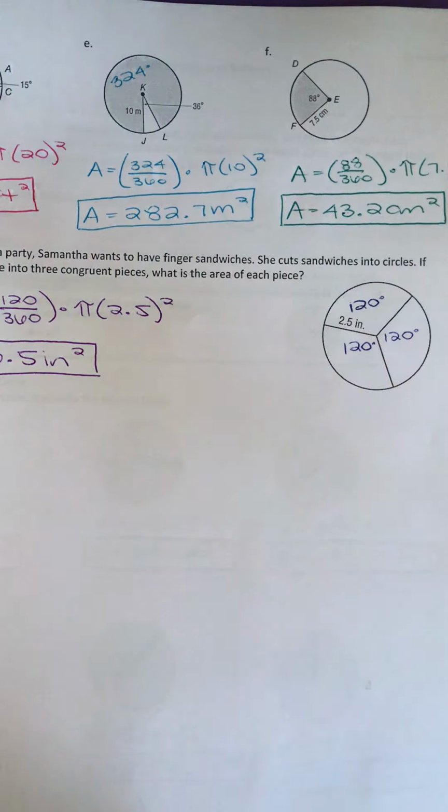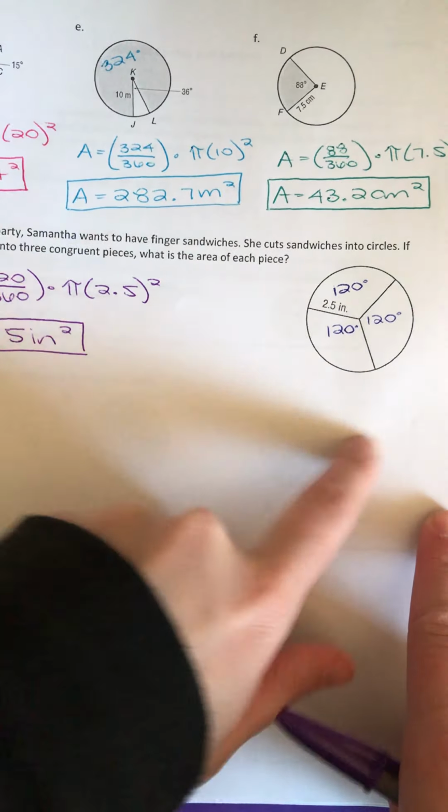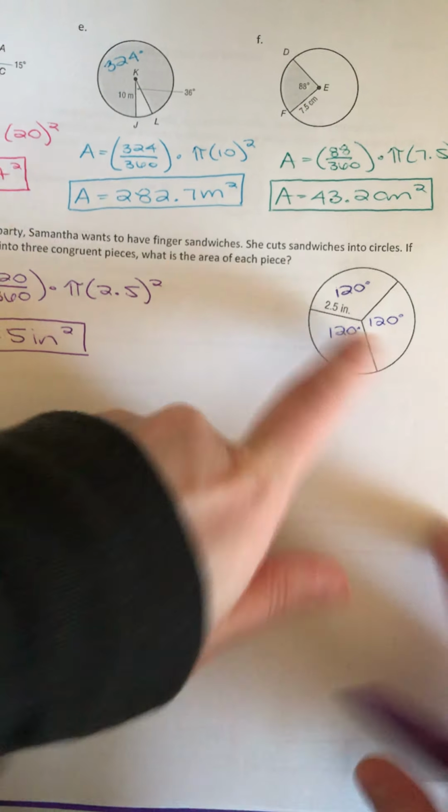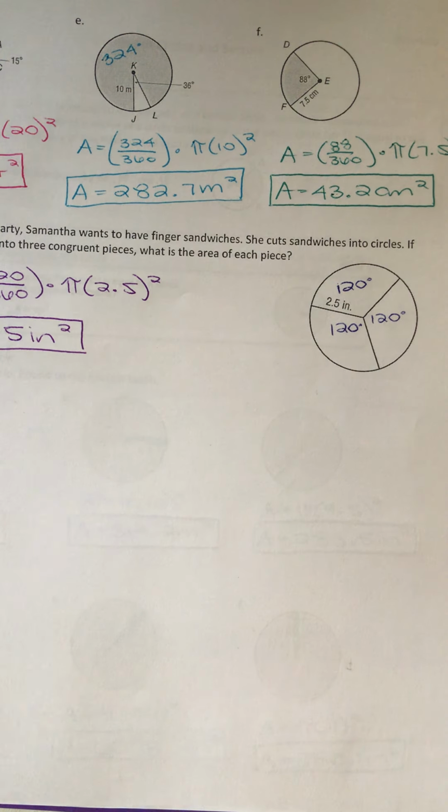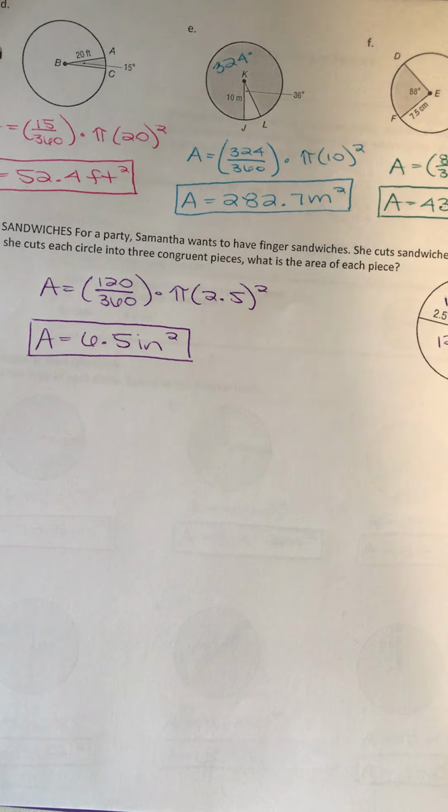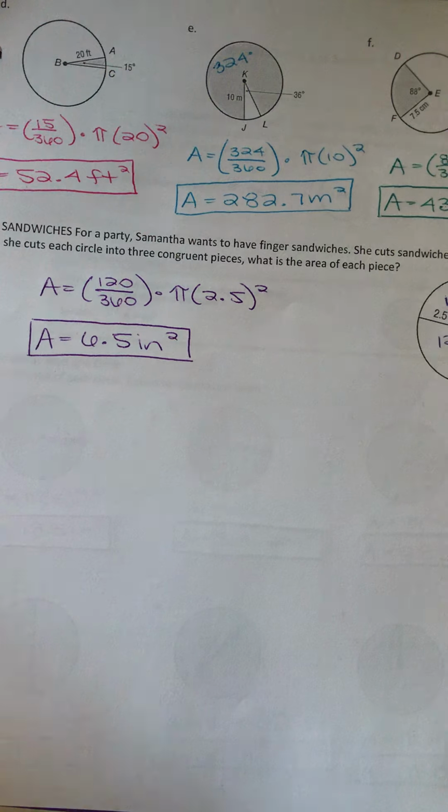All right. If I gave you a similar problem with pizza and I told you that there were 8 slices, you would take 360 divided by 8, and then I'd have to give you the radius. So it's a fun way to find out if your slice of pizza has more area than someone else's. All right, we are all done.